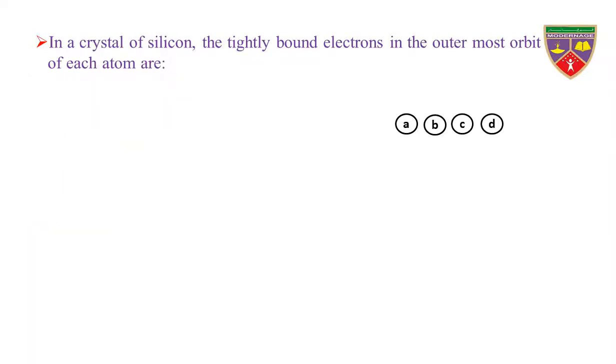In a crystal of silicon, the tightly bound electrons in the outermost orbit of each atom are: option A, 8; option B, 6; option C, 4; option D, 2. The key is 8. Therefore, correct option is A.